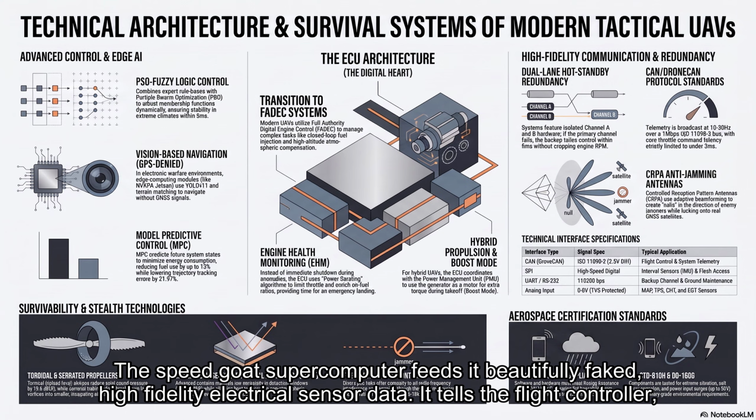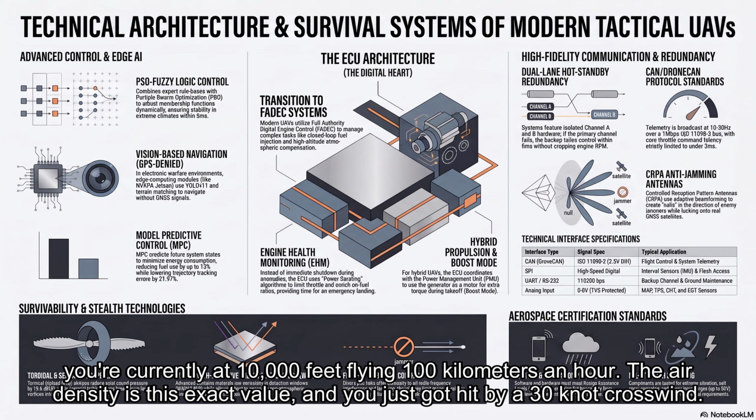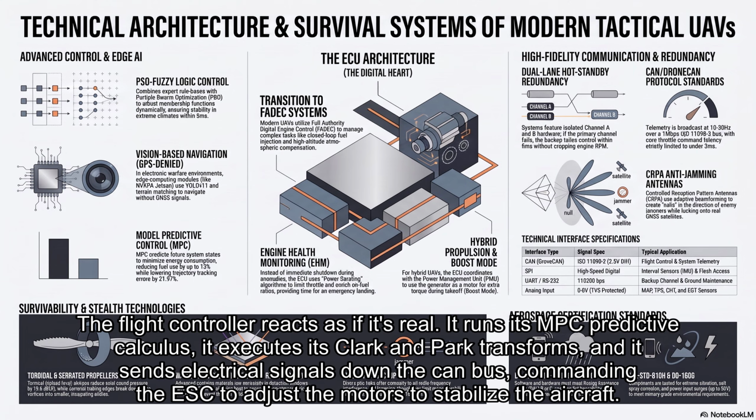It tells the flight controller, "You're currently at 10,000 feet flying 100 kilometers an hour. The air density is this exact value, and you just got hit by a 30-knot crosswind." The flight controller reacts as if it's real. It runs its MPC predictive calculus, it executes its Clarke and Park transforms, and it sends electrical signals down the CAN bus, commanding the ESCs to adjust the motors to stabilize the aircraft.